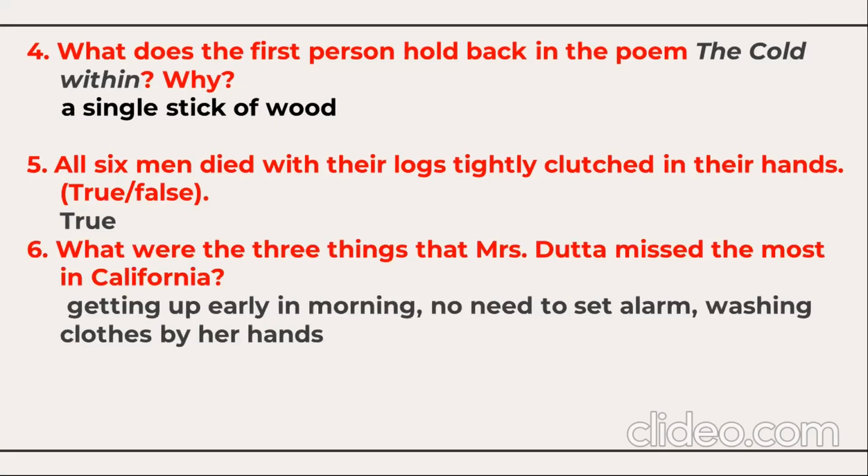What were the 3 things that Mrs. Datta missed the most in California? Number one, getting up early in the morning, no need to set an alarm, washing clothes by her hands. In California she could get up late, she need not set an alarm, and there was a washing machine. So she used to miss getting up early in the morning, setting an alarm, and washing the clothes by her hands.